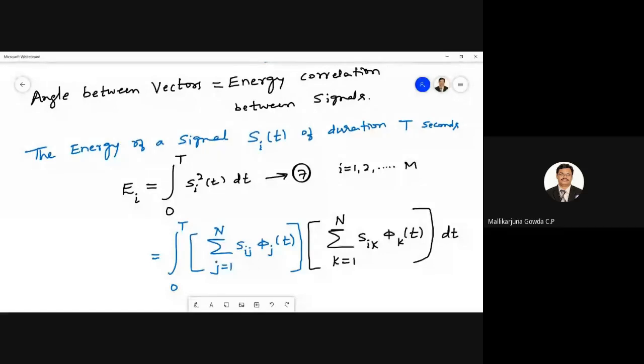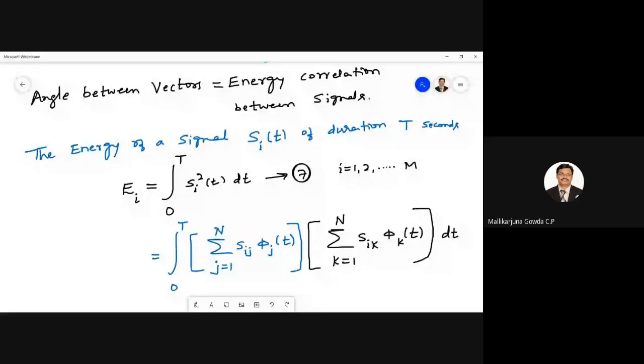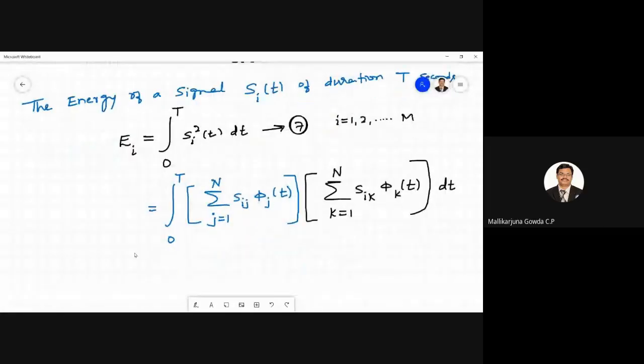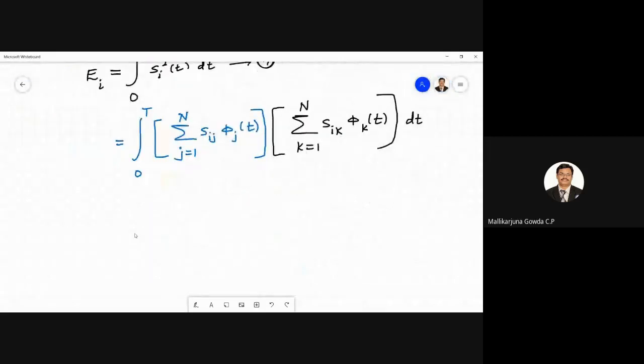Now I am trying to find out how the energy of a signal is related to the length of the signal vector. I started with the definition of energy of a signal. Then I substituted the value of s_i(t) as the summation j is 1 to N of s_ij phi_j(t). Similarly for another vector s_k(t), the summation k is 1 to N of s_ik phi_k(t) into dt. Is that fine?